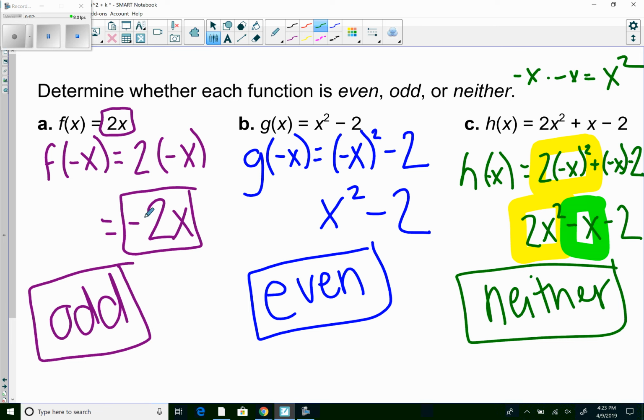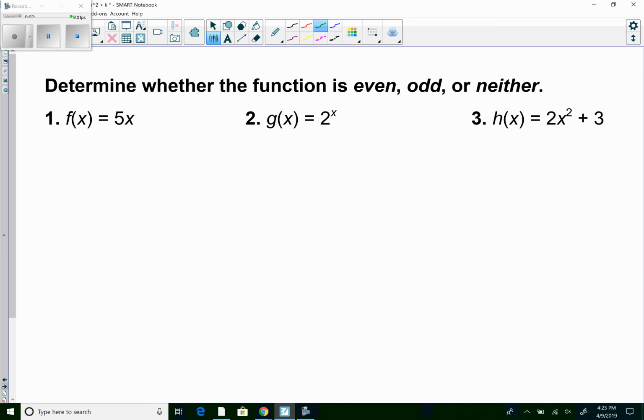Okay, so remember, an odd function means that all of the signs change. Even function means none of the signs change. And then neither would be if the signs are changing, like one sign changed but one of them didn't, which is exactly what happened here. One of the signs changed, but the other two didn't, so all of a sudden that's got to be neither. Your task, pause the video, do 1, 2, and 3 on your own. I will give you the answers to these tomorrow in class.